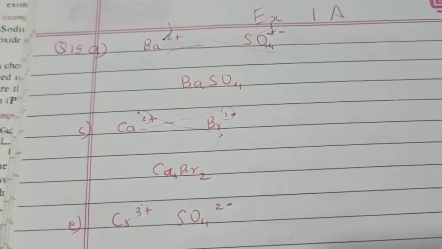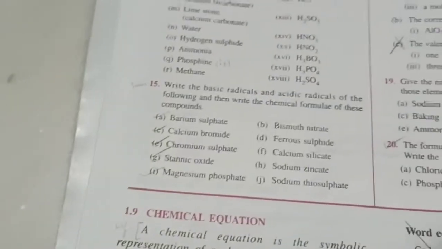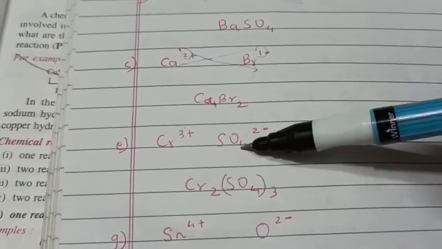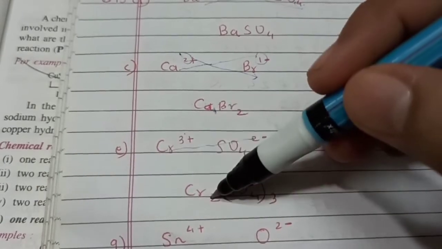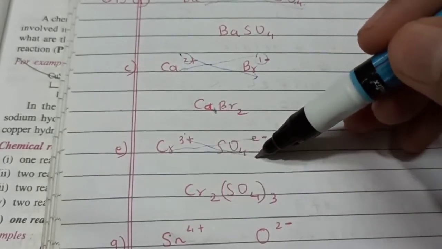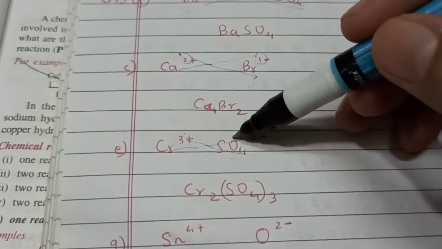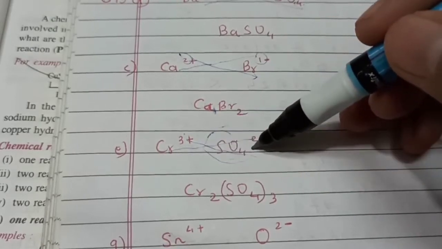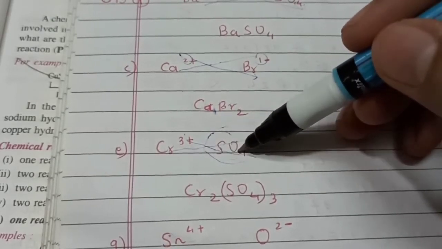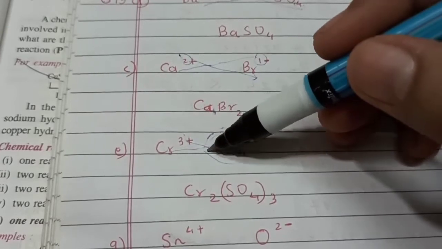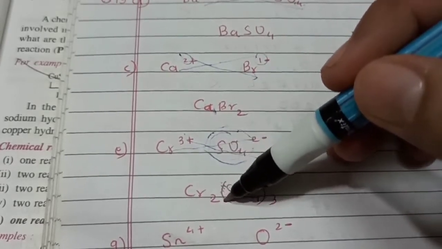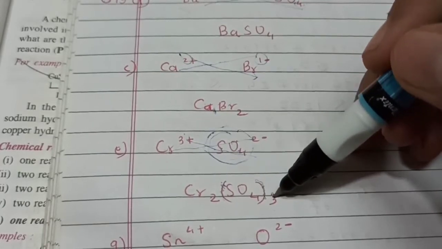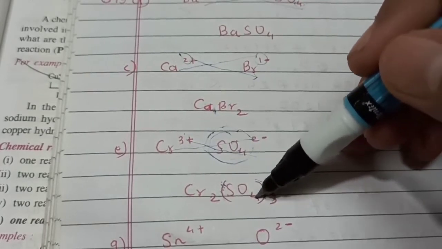Next, the E question is chromium sulfate. Chromium is Cr3+, sulfate is SO4 2-. It can't be reduced. So 2 goes down here to chromium, so I write 2 here. And 3 goes down here for sulfate. But since sulfate is a complex radical, that is, it has 2 elements, sulfur and oxygen, and this number 3 is for it entirely, it's important to write brackets. If you don't write these brackets, then writing 3 will be quite confusing, because it would look like 43.